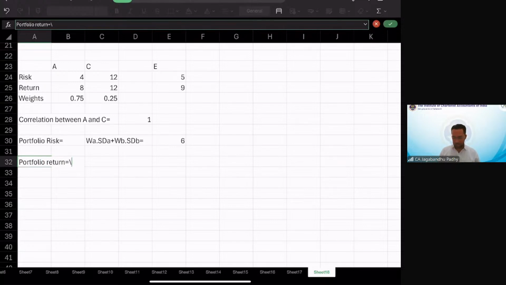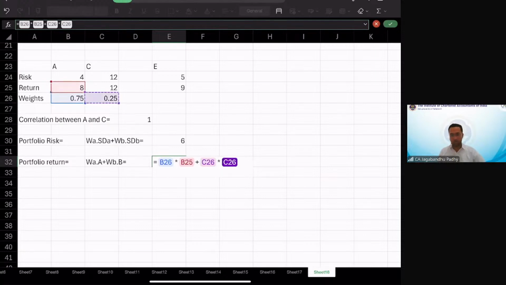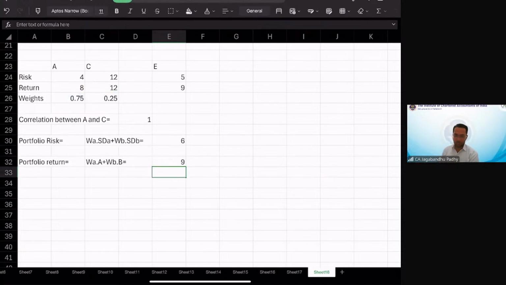So portfolio return will also be a weighted average, which will be weight of A into return of A plus weight of B into return of B, which will be 0.75 into 8 plus 0.25 into 12. So we are getting that as 9. Correct? So this portfolio of A and C is giving us a return of 9% with a risk of 6%.